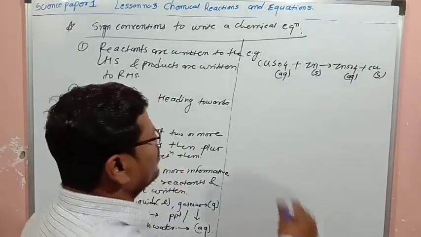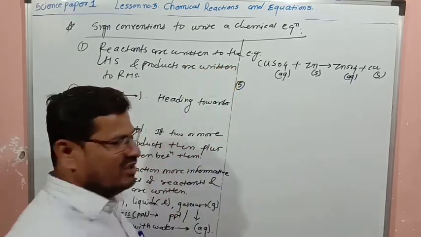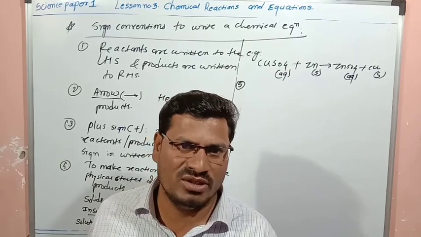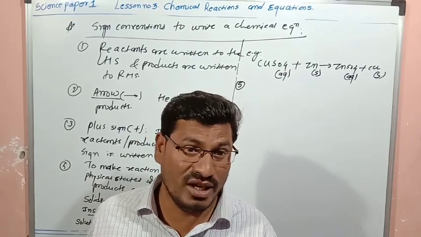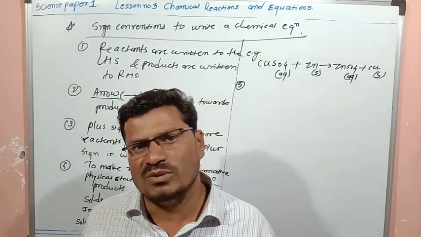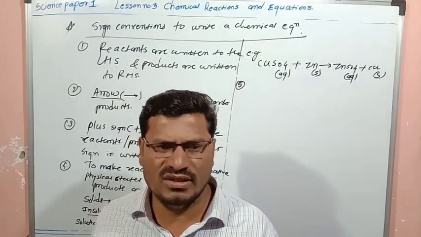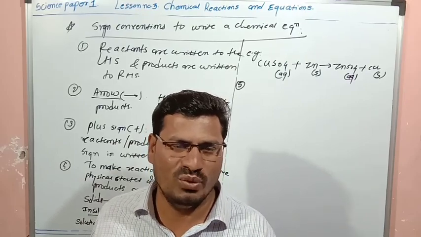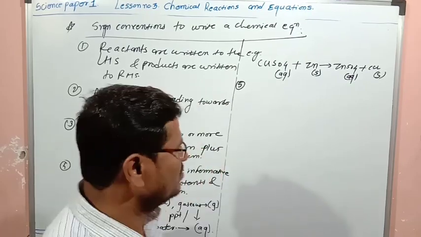So the fifth point we are going to learn. In that fifth point, suppose heat is supplied from the outside for the chemical reaction. To carry out that chemical reaction, suppose there is a need to supply heat. With the help of heat, how and where to write that heat, we have to study.